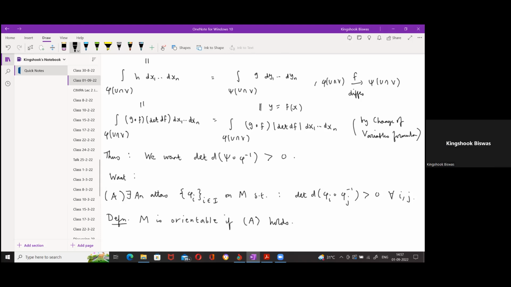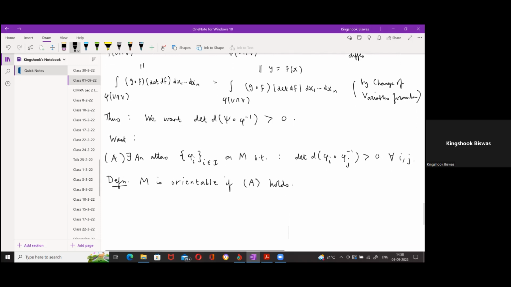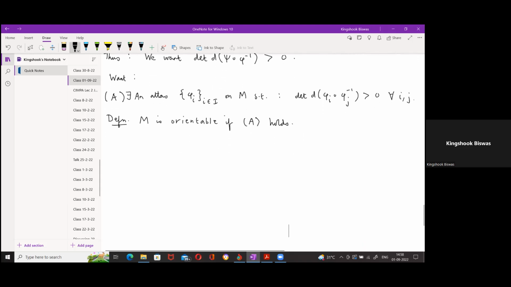Okay. So we want our changes of charts to be orientation preserving diffeomorphisms from Rn to itself, right? The changes of charts are orientation preserving. That means their determinant, the determinant of their derivative is positive everywhere. Okay. So what is the more, let's say, topological definition of orientability?